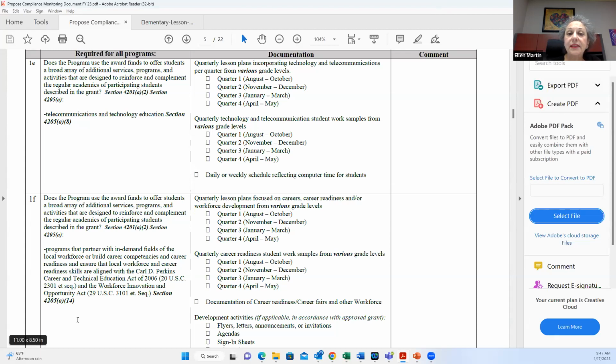The schedule reflecting that computer time for the students. But again, it's not just about going to the computer and playing a game. It's what skills are we learning in that computer time.